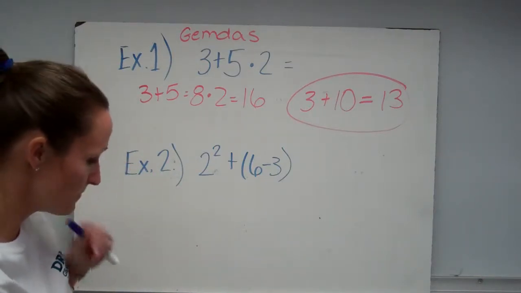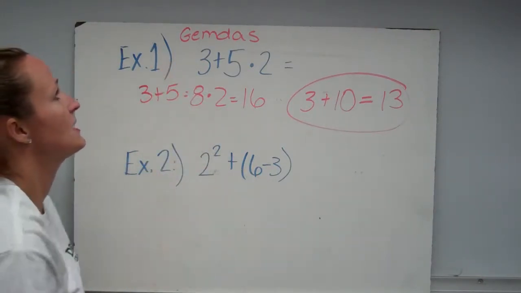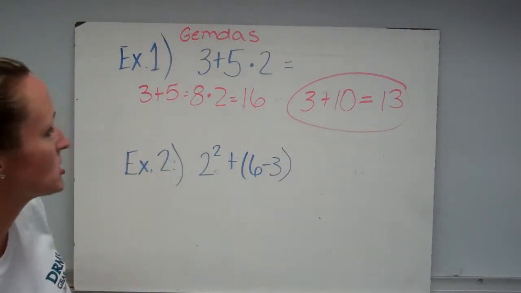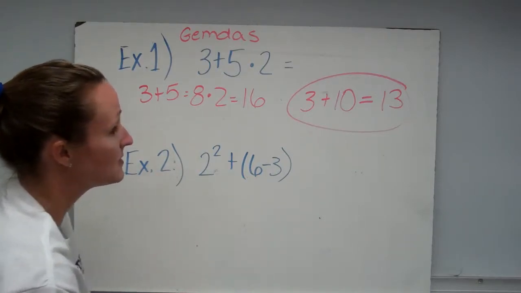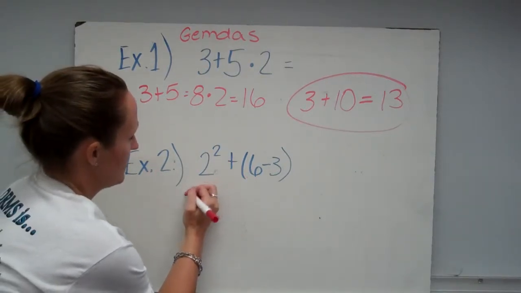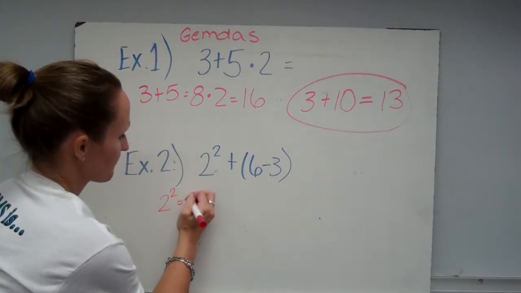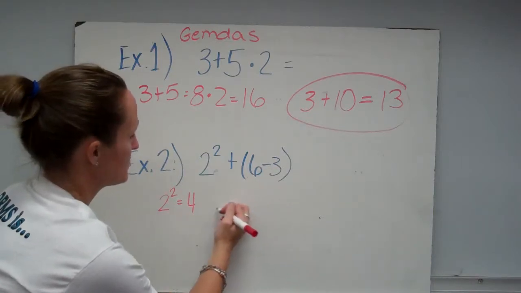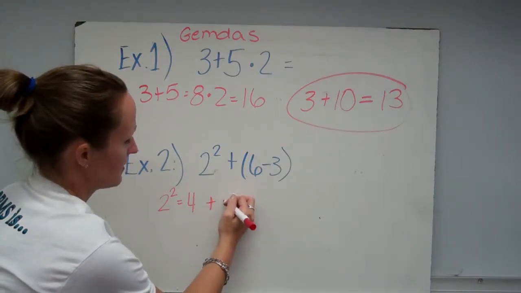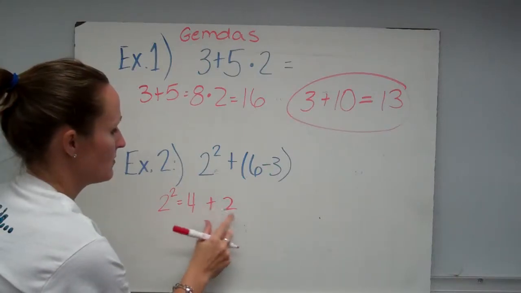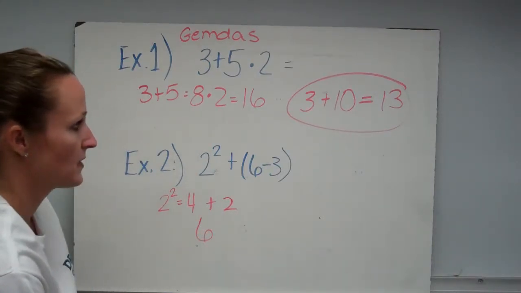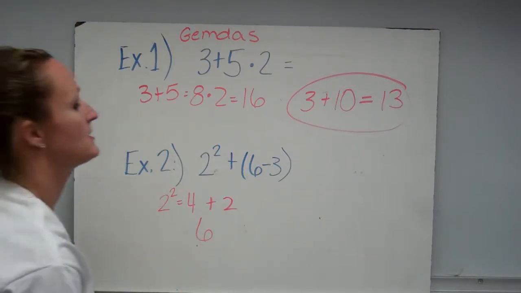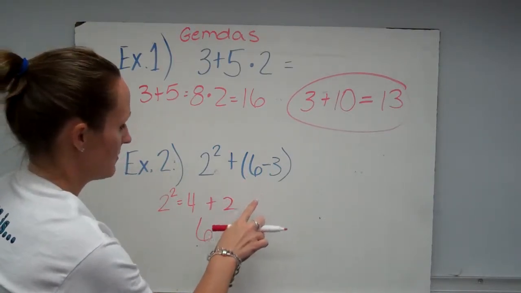Let's look at another one. Remember, GEMDAS: grouping symbols, exponents, multiplication, division, addition, subtraction. Sometimes they do work out okay. 2 squared is 4. We talked about that on the exponents day. And 6 minus 3 is 2. So we get 4 plus 2 is 6. Well, I did my exponents before my grouping symbols, or kind of at the same time, and I did it wrong.